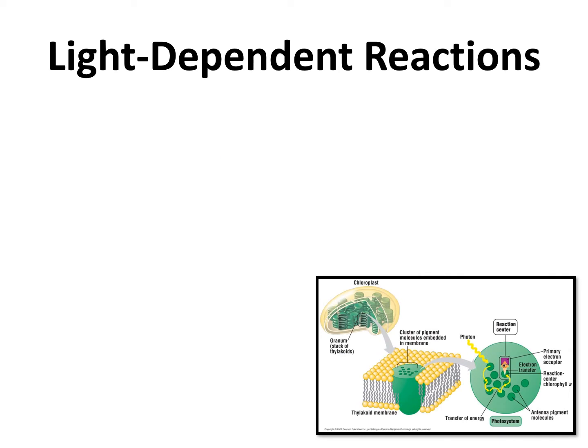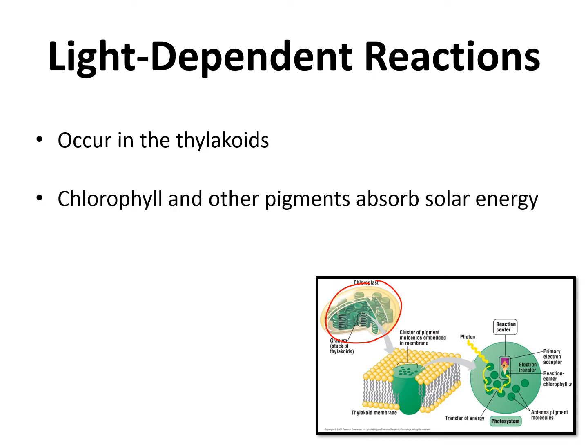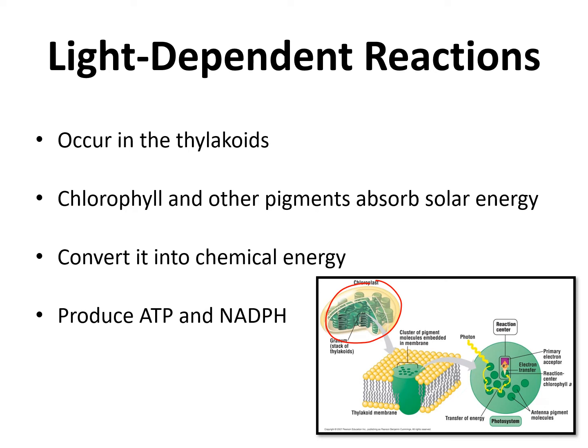First are the light-dependent reactions. Light-dependent reactions, these occur in the thylakoids. Thylakoids are those green membranes that you see in the chloroplast, stacks of membranes. Chlorophyll and other pigments are embedded in these membranes, and their job is to absorb the light energy. And then the light-dependent reactions will convert that light energy into chemical energy, and those chemical molecules are ATP and NADPH. And there are two photosystems.